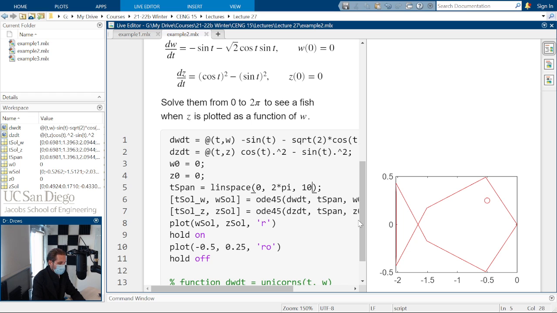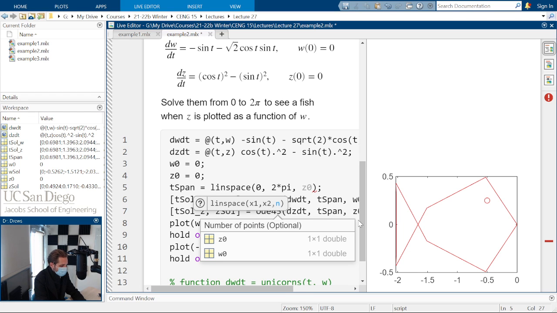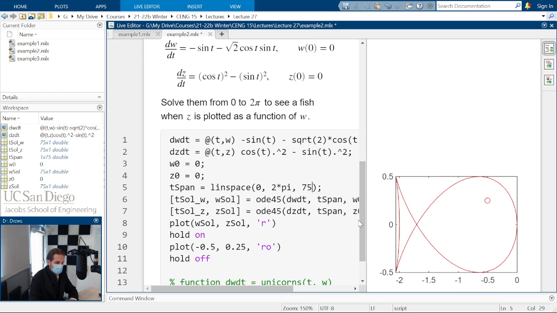So let's set that back up to a reasonable number. How about, I don't know, 75 points. 75 gives a pretty smooth-looking fish on there. So this is all about manipulating the output. Just keep in mind it doesn't do anything to the solution itself.